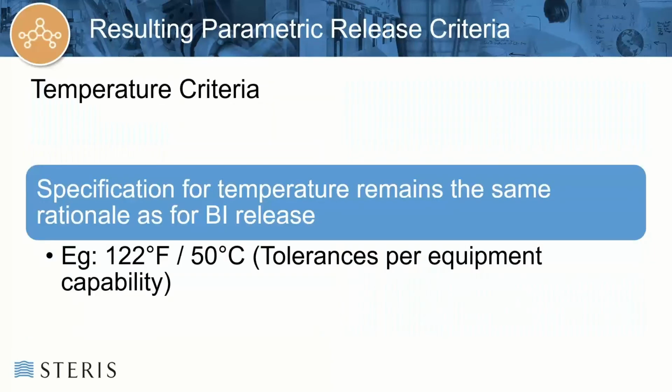So from this validation, what would be your resulting parametric release criteria? So to set your criteria for temperature, like we said before, your temperature remains the same rationale as for BI release. You've already assessed your low tolerance at 47 degrees Celsius, and that is also in conformance with the ISO.